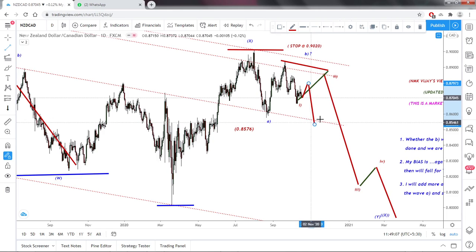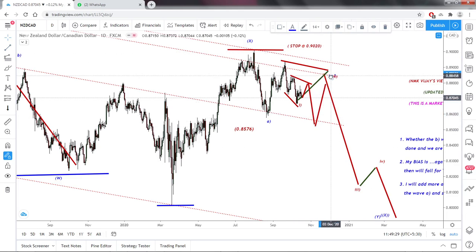And then we are expecting it to be a triangle. It will do like this. It will be A, B, and C, and it already broke this. For example, if it breaks this 85, again it will be very bullish. So at that time this is A, and B will be a running flat, and then C. So in either condition I am looking only for the downside.